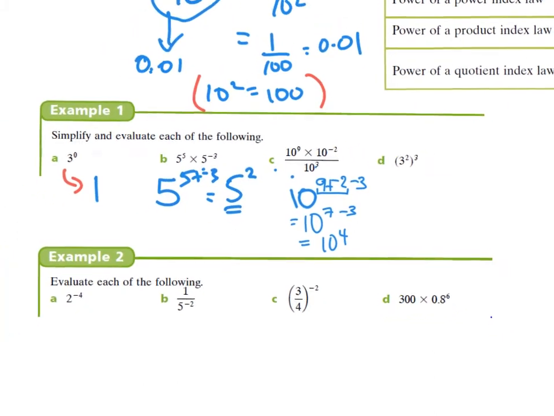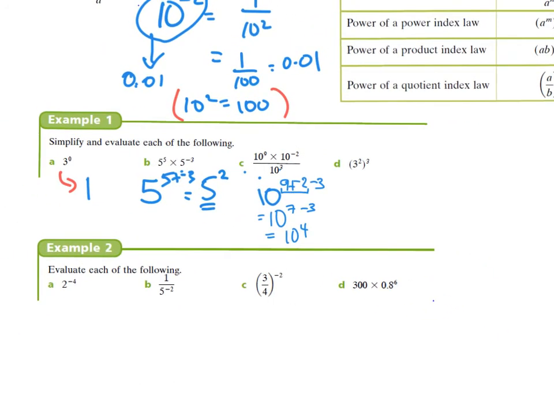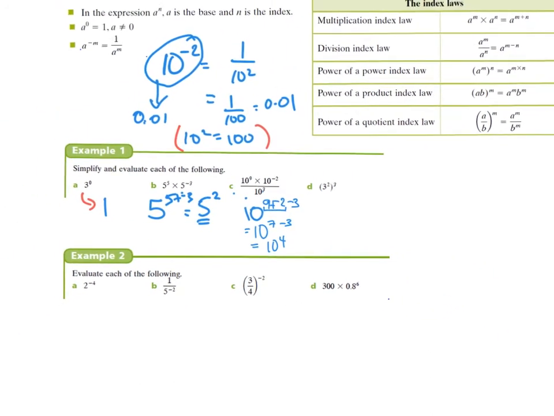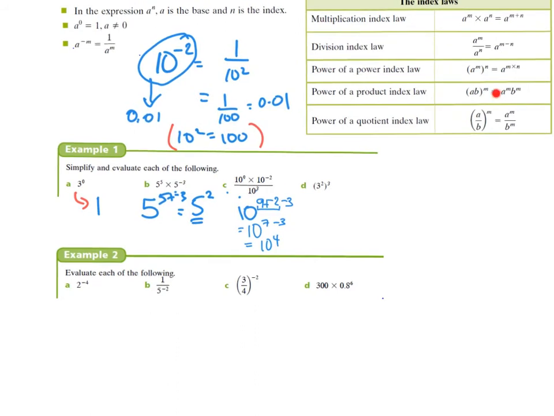Okay, last one in the first set. We have the product law going on here. So it's just a simple example of this one here, which is in a bracket. So we simply go 3 to the power of 2 by 3, 6.